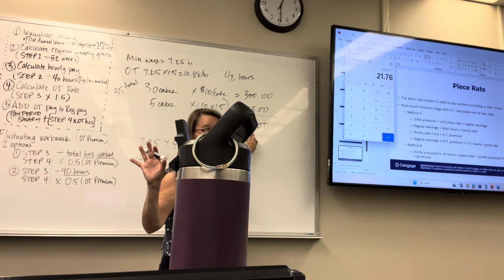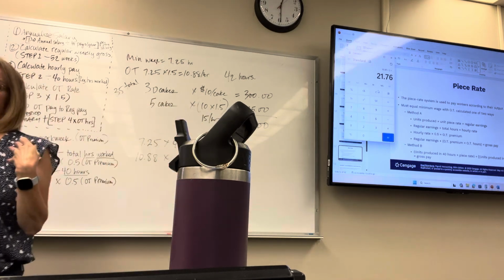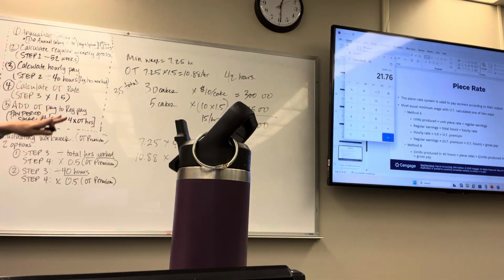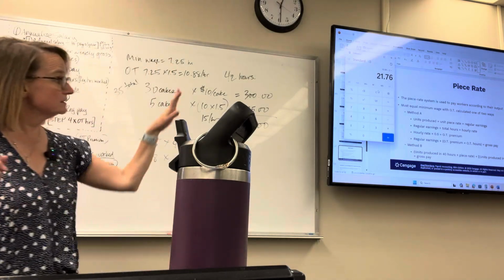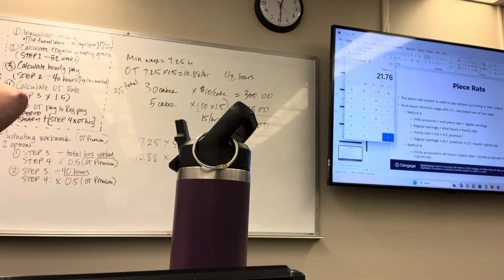They're fine. They're in compliance, right? We're in compliance, I should say. As employers, we're in compliance because we paid them the minimum wage plus what they're entitled to for overtime pay. Okay, but those are the two methods that you can use for calculating piece rate.